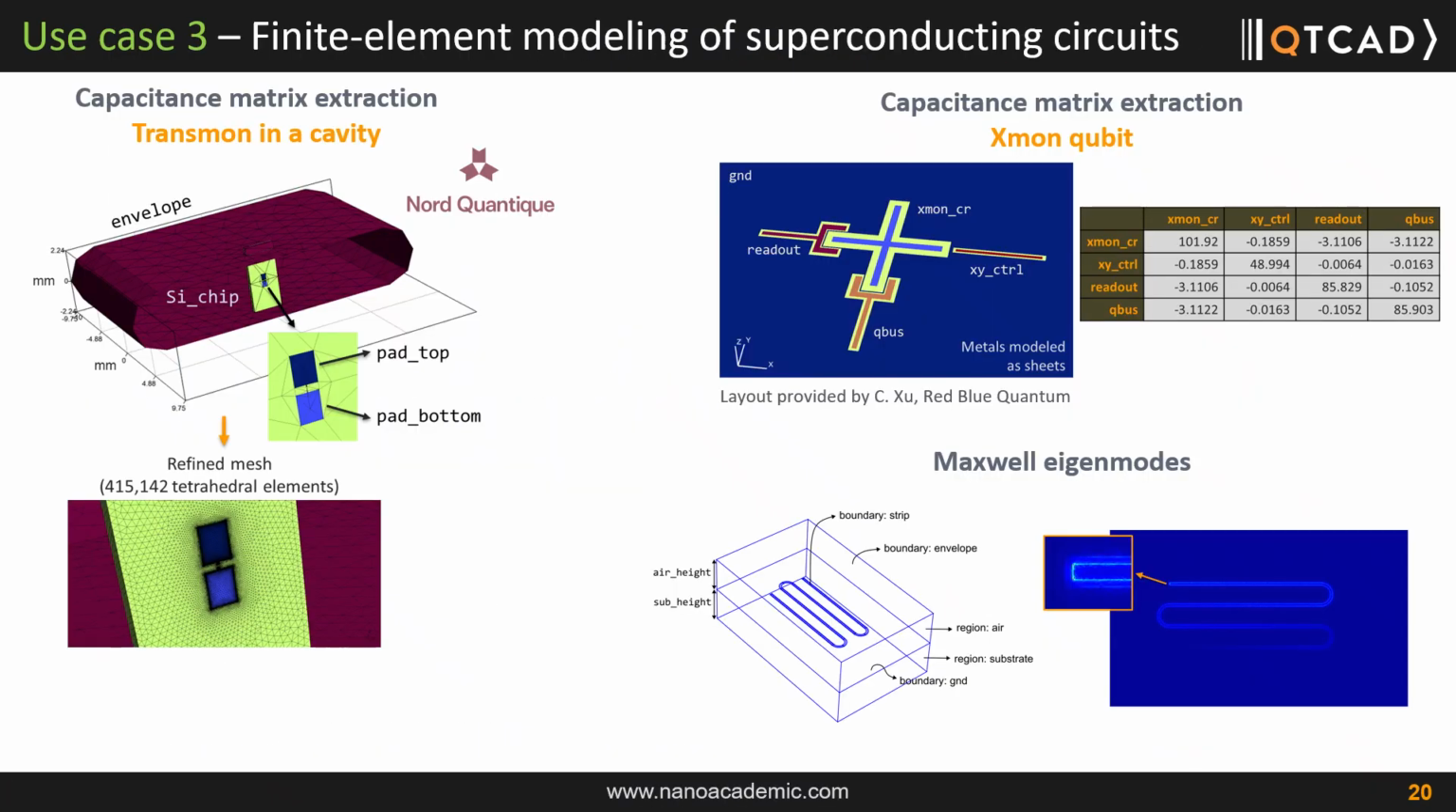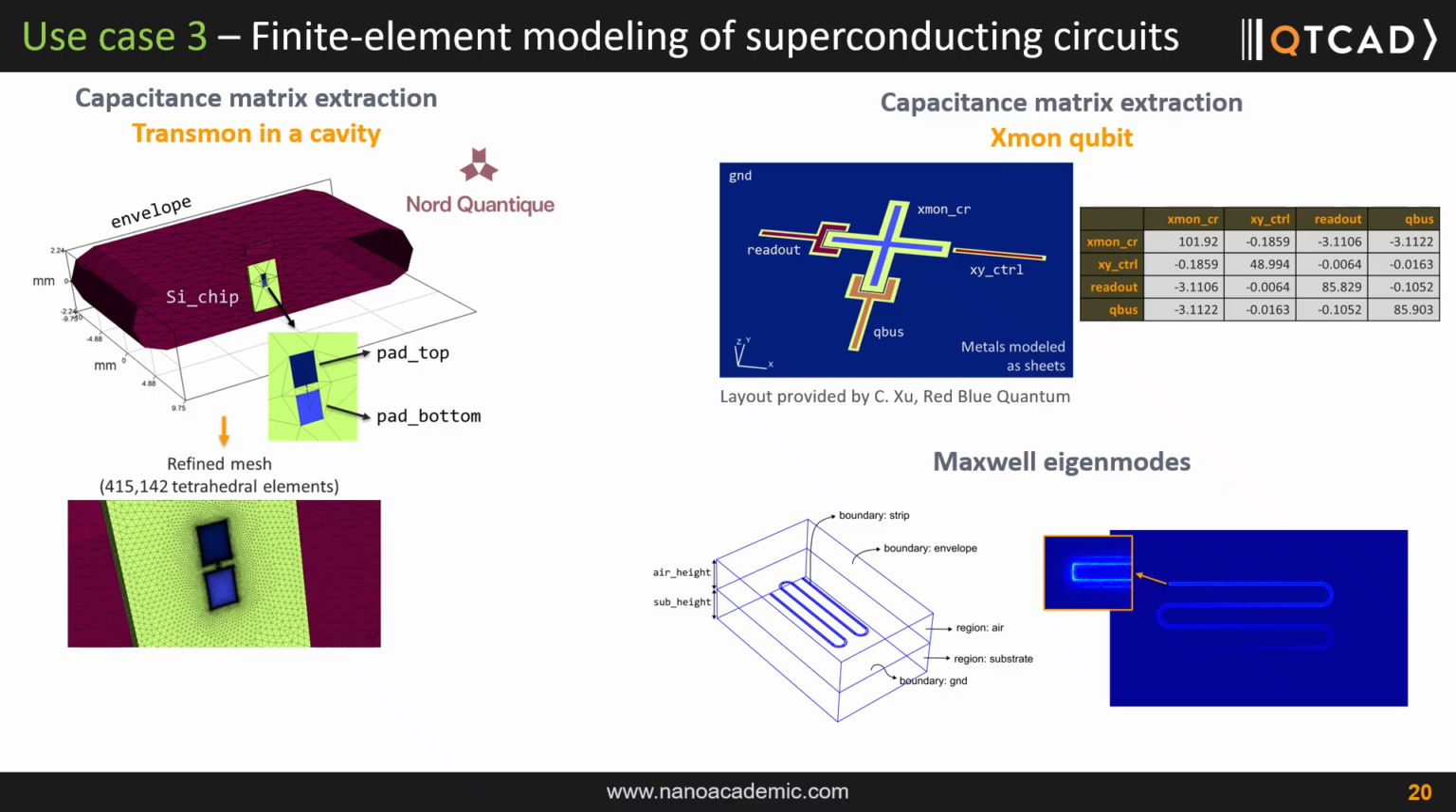In use case number 3, we describe various finite element modeling calculations of superconducting circuit components done with QTCAD recently with collaborators, in particular at North Quantic, a quantum startup based in Sherbrooke near Montreal. With North Quantic, we demonstrated capacitance matrix extractions of a transmon in a cavity and compared with reference values to show quantitative accuracy, and also validated performance with North Quantic engineers to ensure that this met their performance requirements.